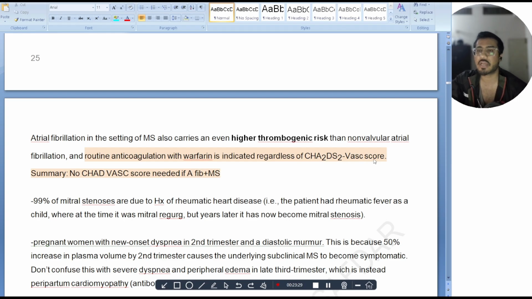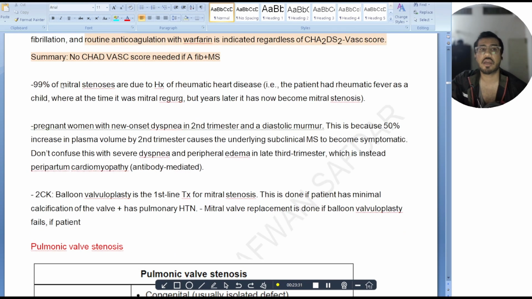And if it indicates anticoagulation, then you're going to start it. 99% of mitral stenosis are due to a history of rheumatic heart disease. That is, the patient had rheumatic fever as a child, where at that time it was mitral regurgitation, but years later it has now become mitral stenosis.